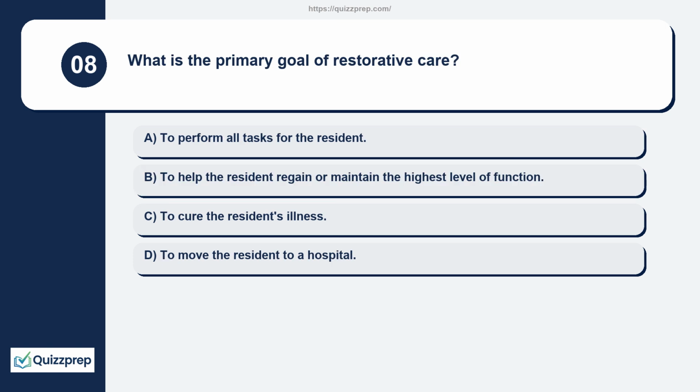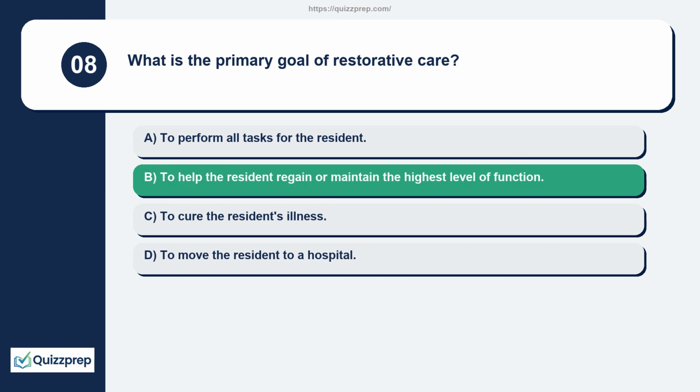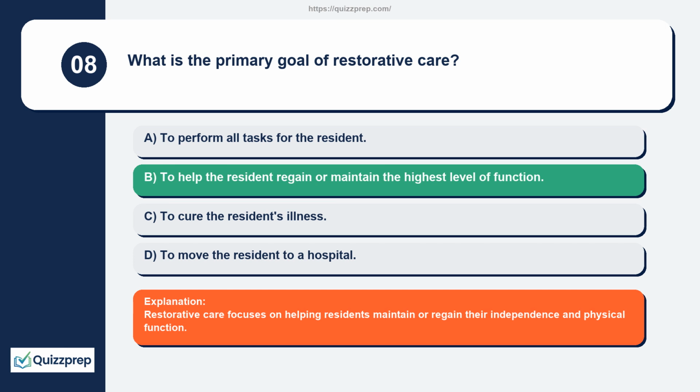Question 8. What is the primary goal of restorative care? To perform all tasks for the resident, to help the resident regain or maintain the highest level of function, to cure the resident's illness, to move the resident to a hospital? Restorative care focuses on helping residents maintain or regain their independence and physical function.